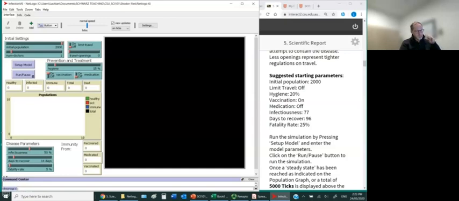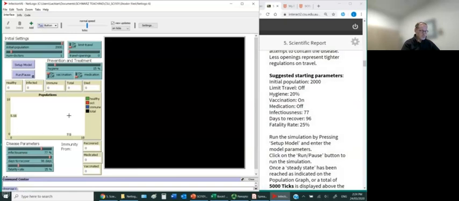So anyway, we want to set that to infection 77, so really very infectious. So most of the population is going to get infected. Days to recover, we're going to set that to be really long. It's going to take a long time to recover. So that means people are going to be infectious for a long time and sick for a long time. Fatality rate, we're going to make that quite high as well, 25%. You can set these to anything you want, of course. These are just some suggested starting parameters.